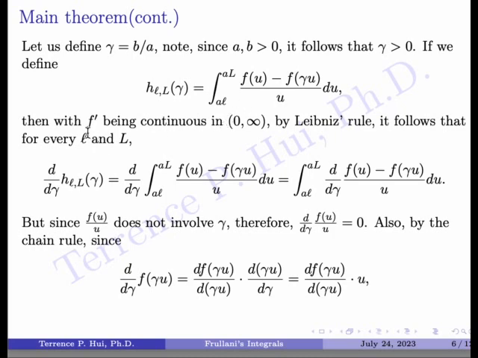So using the third condition, with f prime being continuous on 0 to infinity, by Leibniz rule, if I were to take the derivative of this function, it's the same as the derivative of this integral, which I can pass the derivative inside. Now, hold on. Let's stop, right? Let's make sure we understand what we're talking about here. You see, this integral is with respect to u. Whatever it is, it's a function of gamma. I want to differentiate that function with respect to gamma.